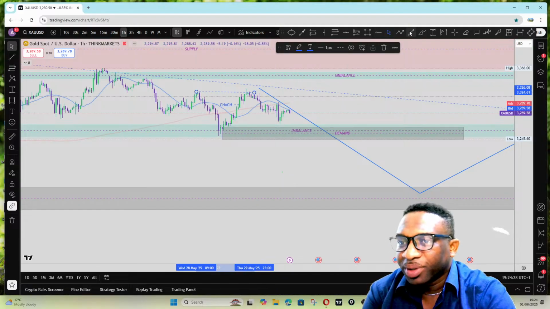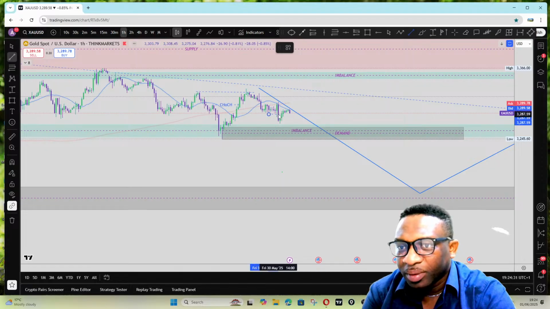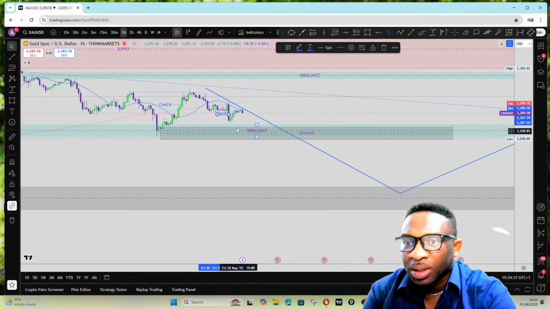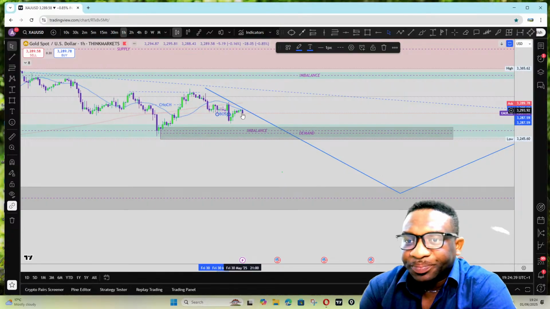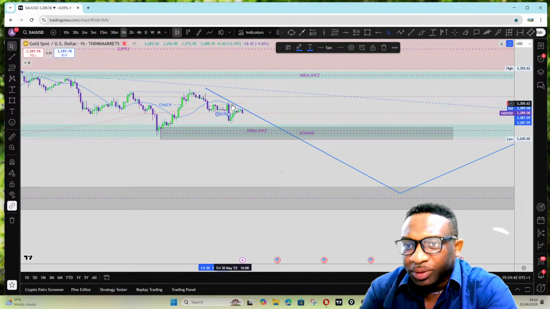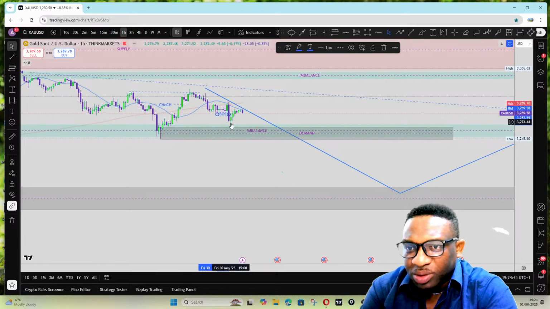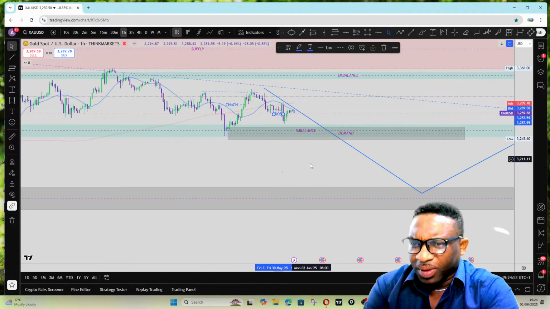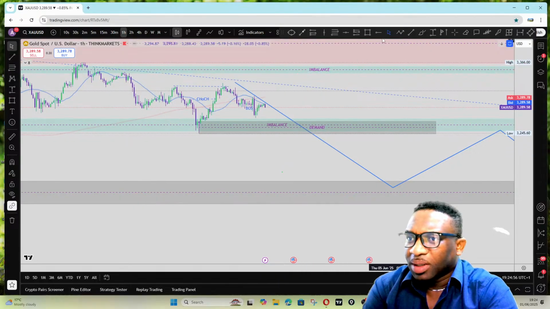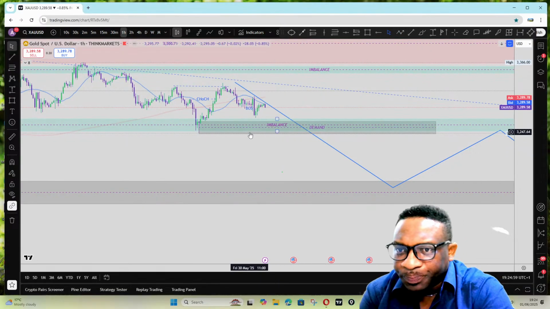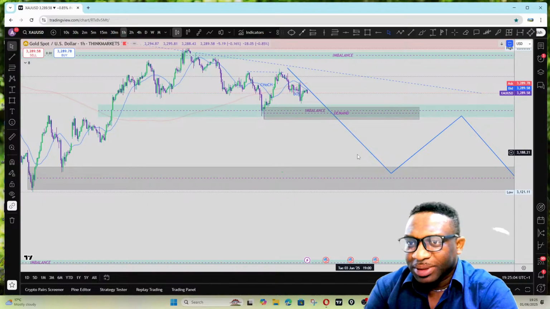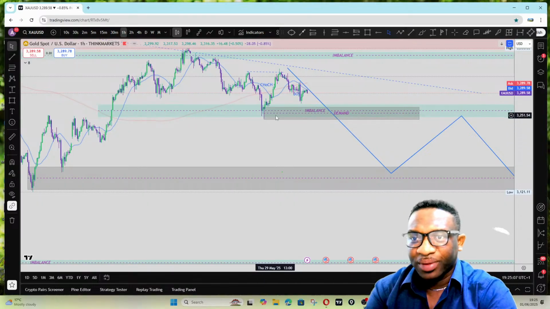So we have another break of structure here. Break of structure there. BOS. We have another break of structure here. So the guy who started this move was here. So we're expecting a further push down. So we're looking to trade down from the way we're seeing things here.